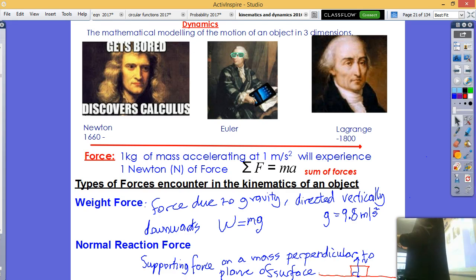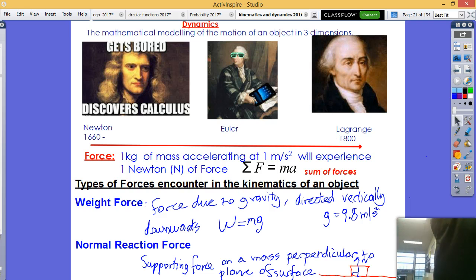Same with curves. If an object is sitting on a curved surface, the normal reaction force will be perpendicular to the tangent of that curve. And what line do we call perpendicular to a tangent? A normal. Yeah, the normal line, because it's like that of a normal force. Does that make sense?